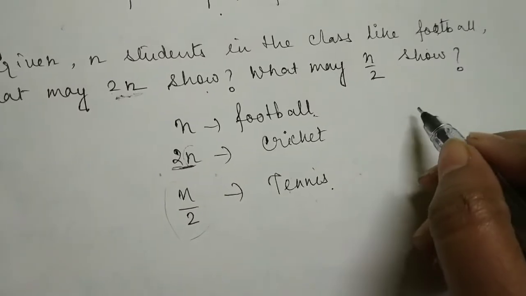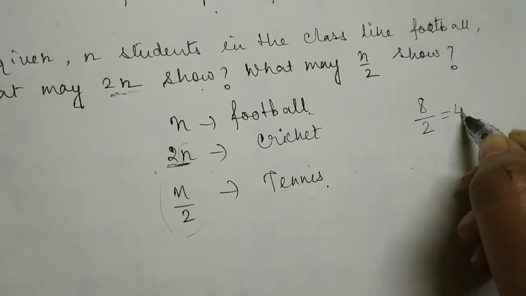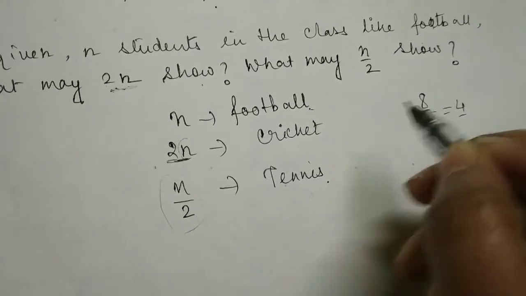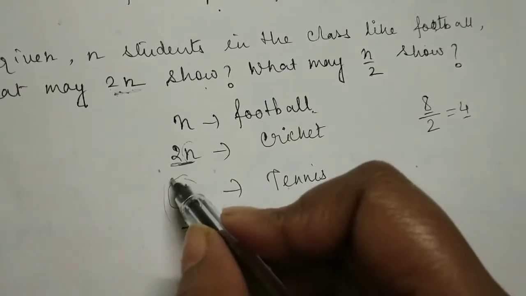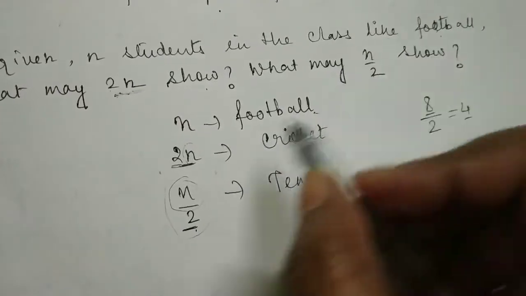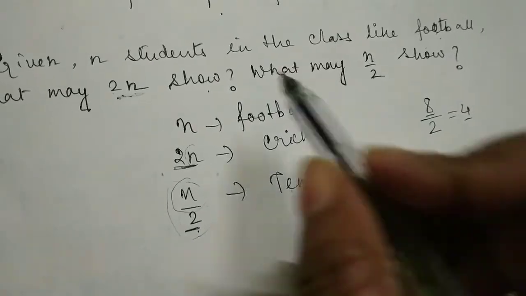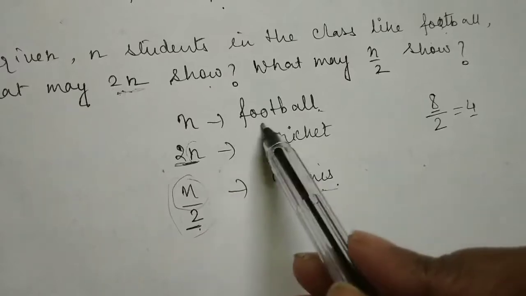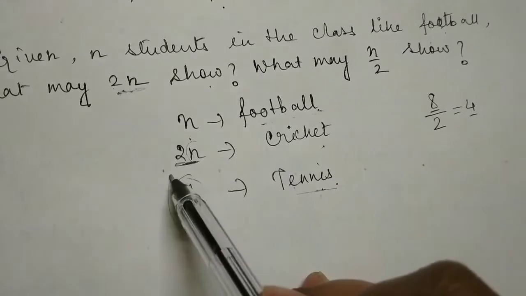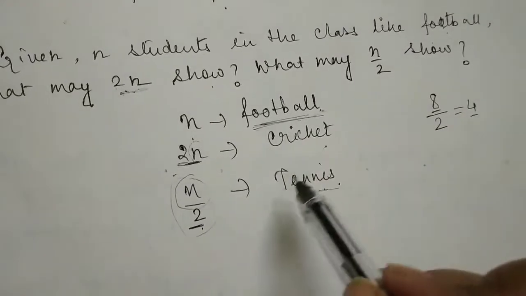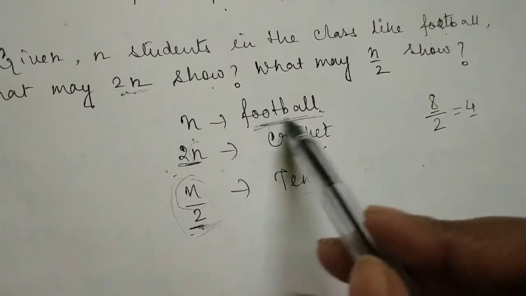Like here, if you consider in place of n, say 8, then 8 by 2 means 4. So 4 is half of 8. So this n by 2 represents half of this. So of whoever likes football, half of the students like tennis. So the number of students who like football is n, the number who like cricket is twice the number of students who like football, and the number who like tennis is half of the students who like football.